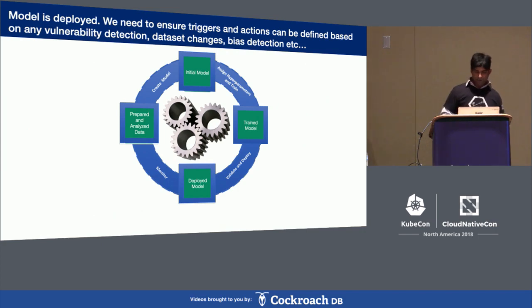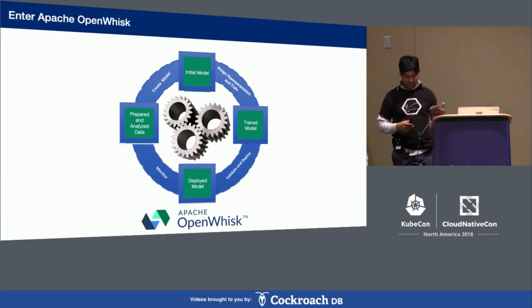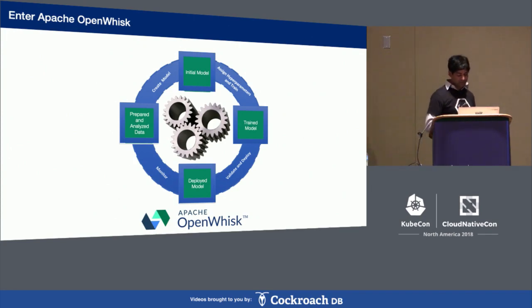What else do we need now? We need to ensure triggers and actions can be defined, right? Based on any vulnerability detection, dataset changes, bias detection, etc., right? Enter Apache OpenWhisk. So we use OpenWhisk internally, essentially. We have our IBM Cloud Functions platform based on it. It's in open source since the last 2 to 3 years. It's part of Apache. And we have partners like Red Hat and Adobe who contribute to it.